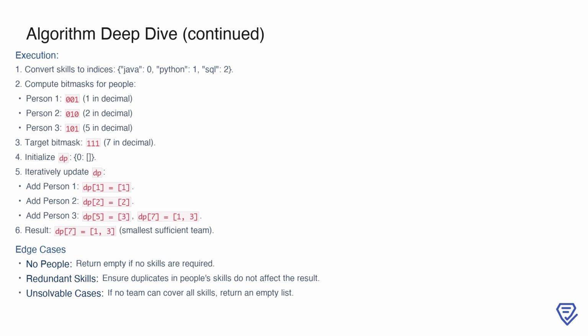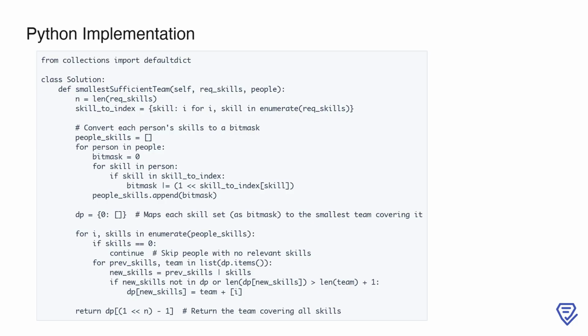Edge cases to consider include scenarios where no people are available, redundant skills among individuals, or cases where it is impossible to cover all skills. For unsolvable cases, the algorithm should return an empty list. The solution for LeetCode problem number 1125, smallest sufficient team, uses a dynamic programming approach with bitmasks.